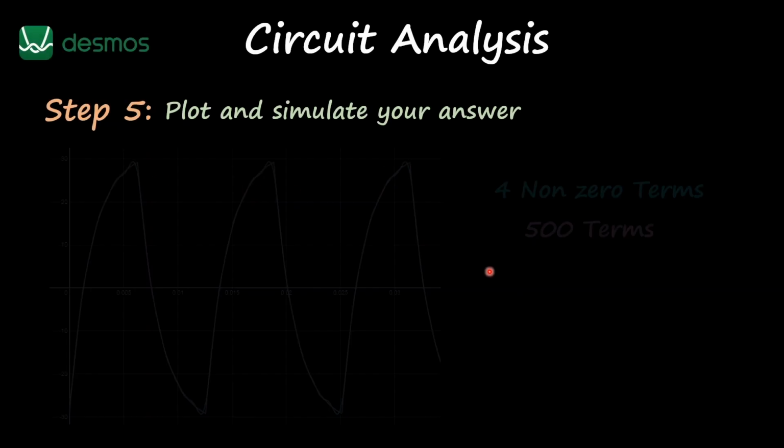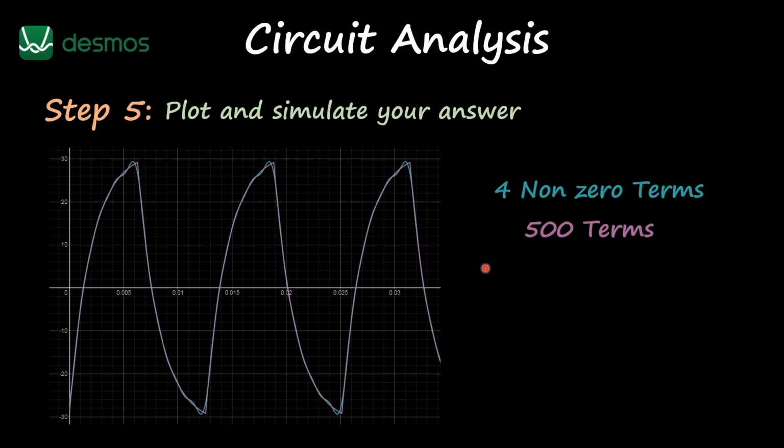We got the following information. I'm extracting this from Desmos, and I'm plotting here one of the graphs here in blue with the 4 non-zero terms, and then with 500 terms. So notice that with the 500 it approximates better to your final answer. Let's use now Falstad and simulate the circuit and see if we get this answer.